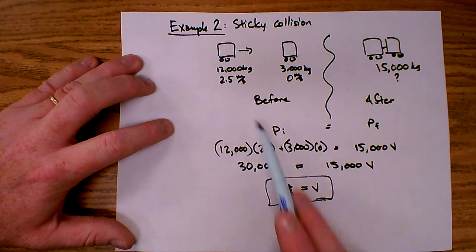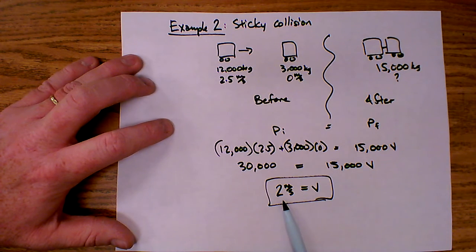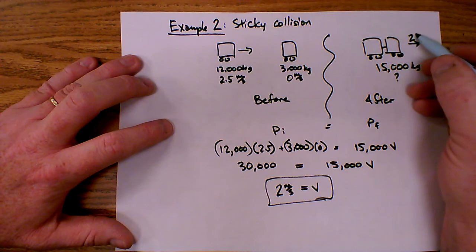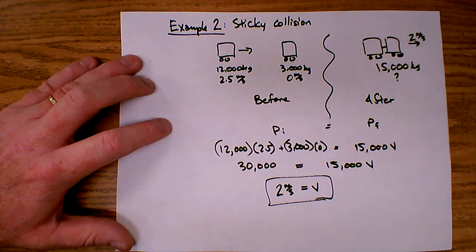Again, to the right was positive, and therefore the answer coming out positive means after the collision they will move to the right at 2 meters per second. That's an example of a sticky collision.